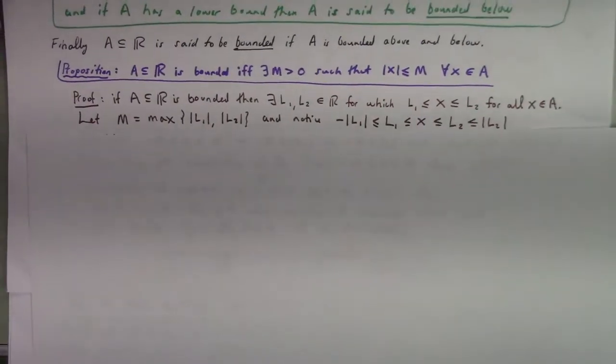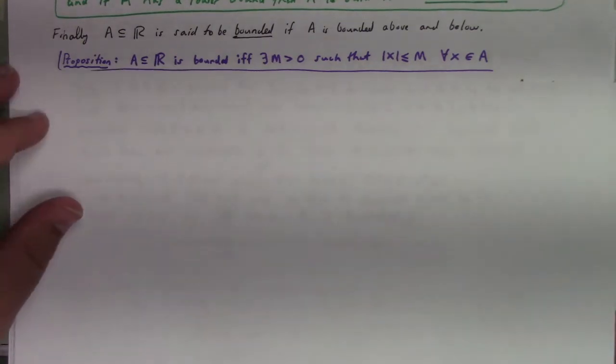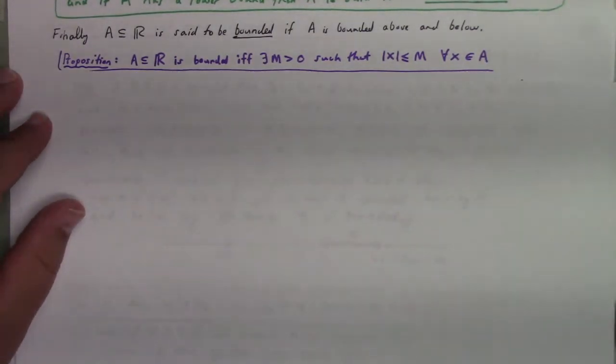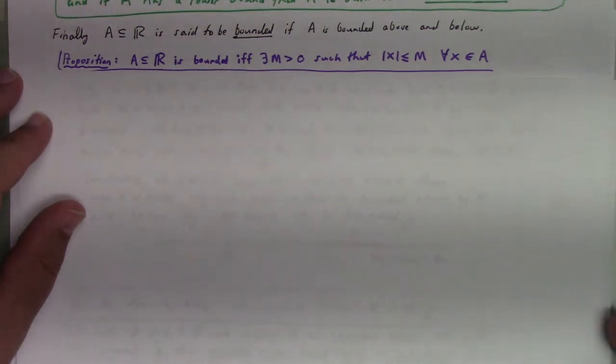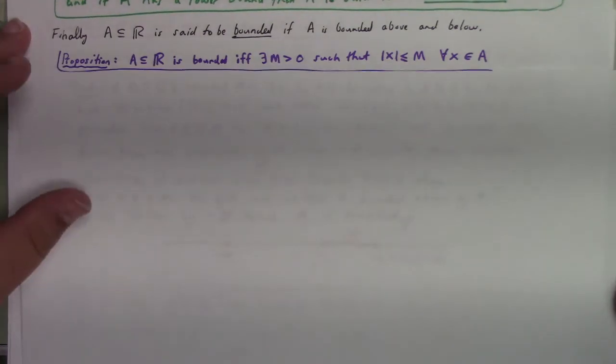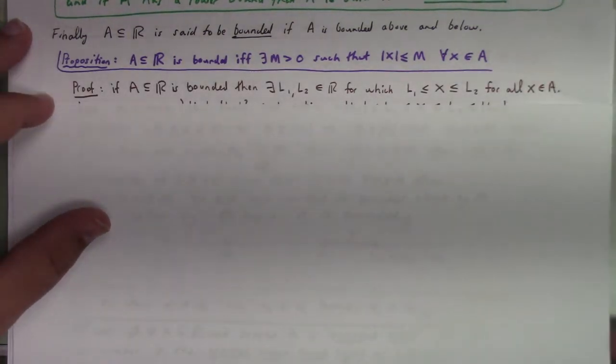Okay, a rather simple proposition we can state about these sorts of things is as follows. A subset A of R is bounded if and only if there exists a positive constant m such that the absolute value of x is less than m for all x in the set A. So this is a biconditional proof. I'll start with supposing it's bounded.